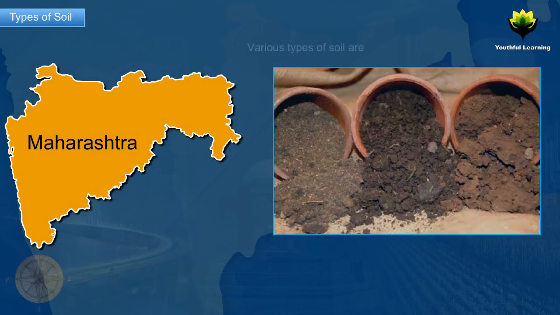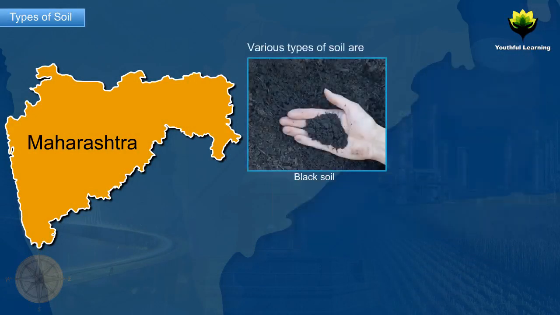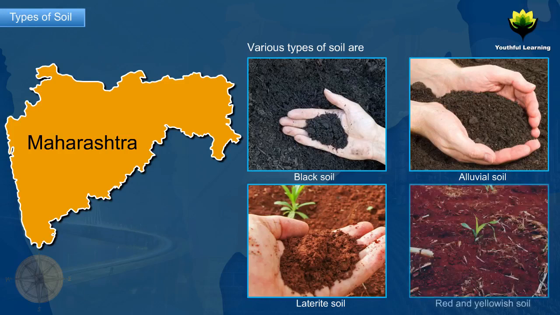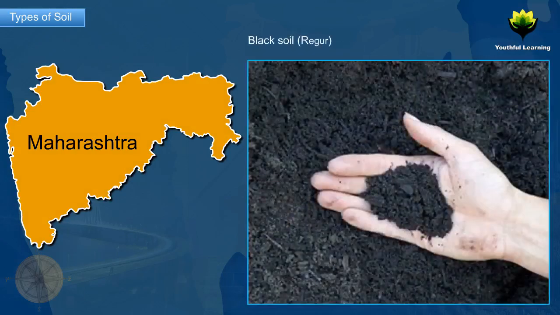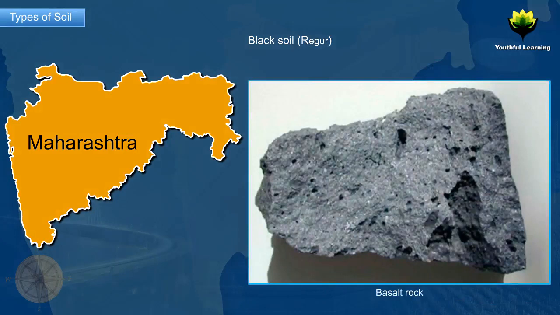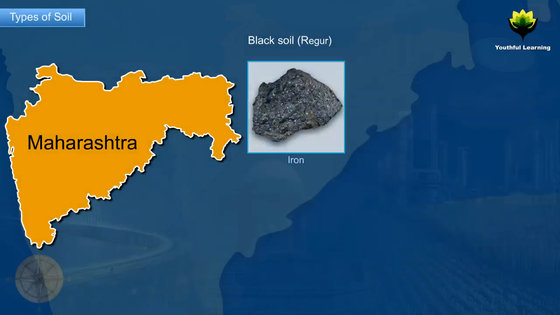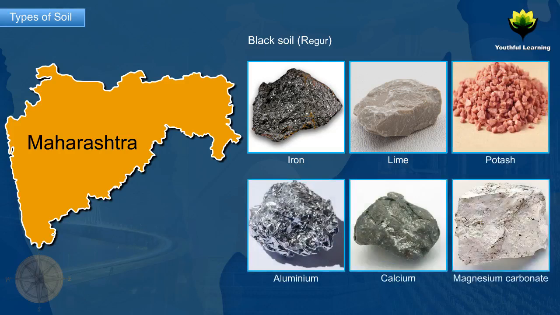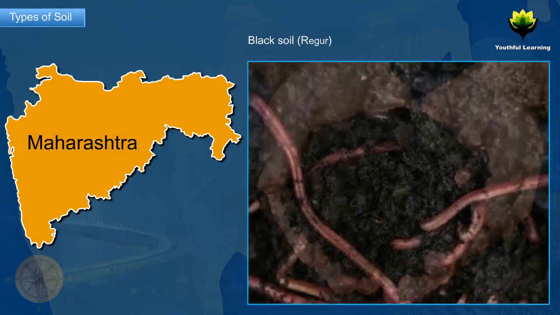Types of soil. Various types of soil are black soil, alluvial soil, laterite soil, and red and yellowish soil. Black soil. Black soil, also known as rega, is formed due to the weathering of basalt rock. Its iron-rich granular structure makes it resistant to erosion. It contains iron, lime, potash, aluminium, calcium, and magnesium carbonate. It is deficient in humus, yet highly moisture retentive.